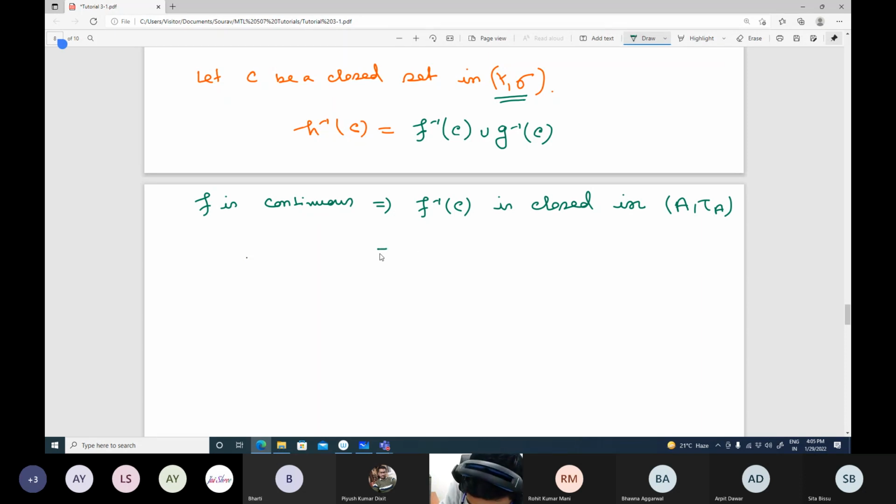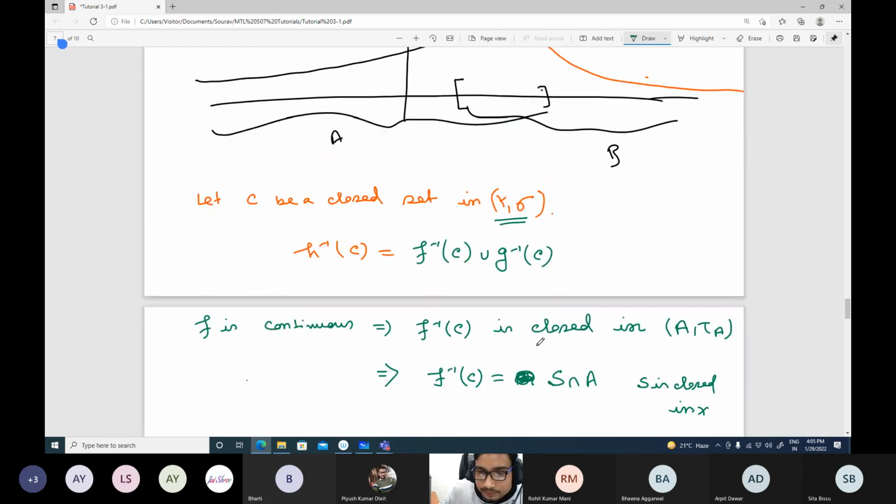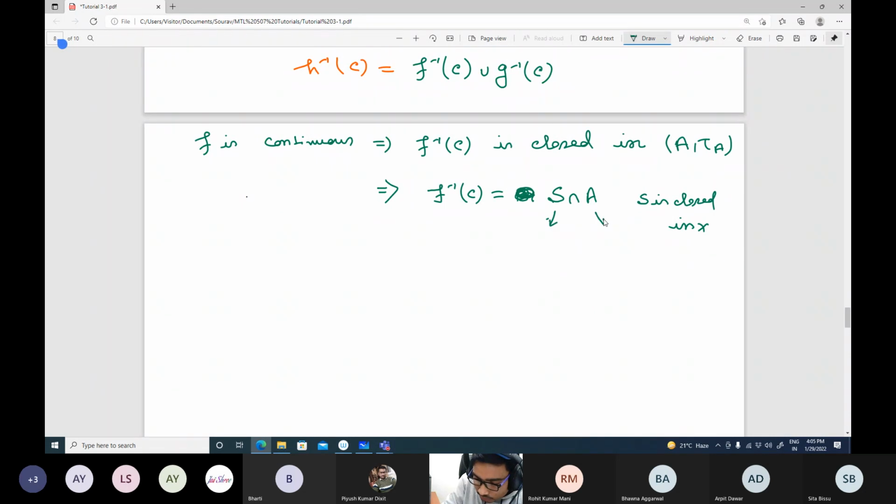So what is the property of a closed set in a subspace topology? This implies f inverse C is equal to S intersection A, where S is closed in X. Now, it is given that A and B are closed subsets of X, closed with respect to tau. Now S is closed in X, A is closed in X. What can we say? Their finite intersection is closed in X. So f inverse C is closed in X.